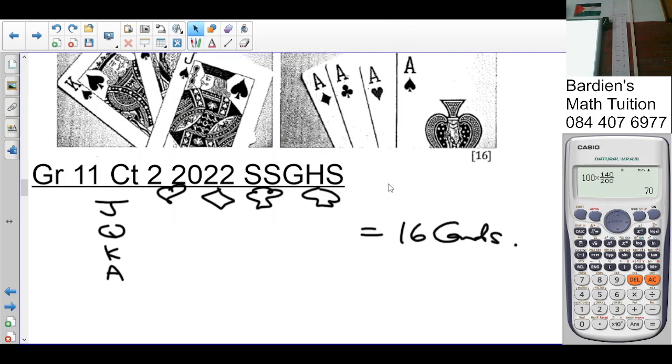Have you guys not seen a deck of cards yet? Huh? No. You have? Not? We have. Oh, I have. Okay.